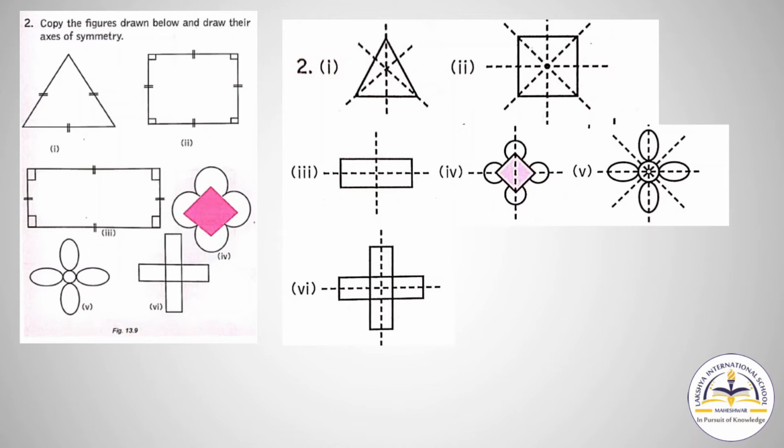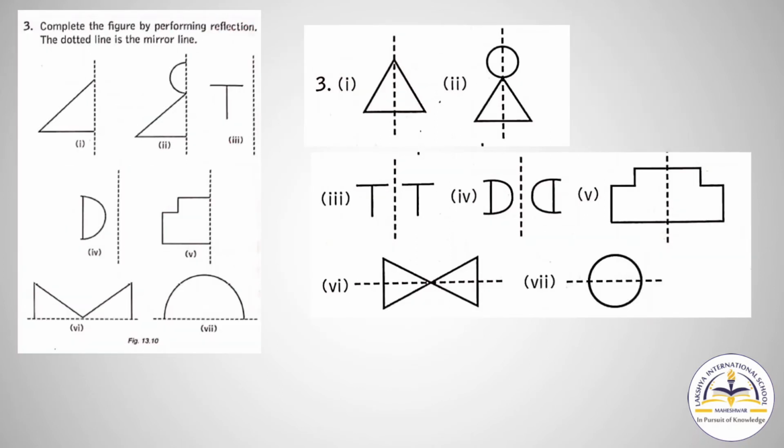Now for the fifth question, four axes of symmetry will be drawn. Now for this last question 2 axes of symmetry will be drawn, that is horizontally and vertically. Now for the question number 3, complete the figures by performing reflection.